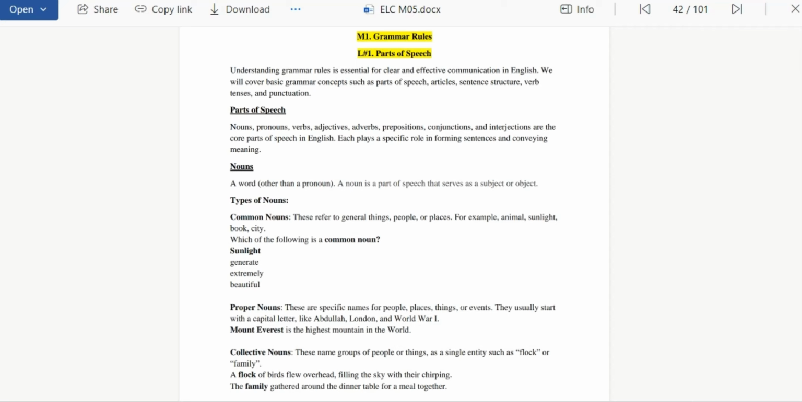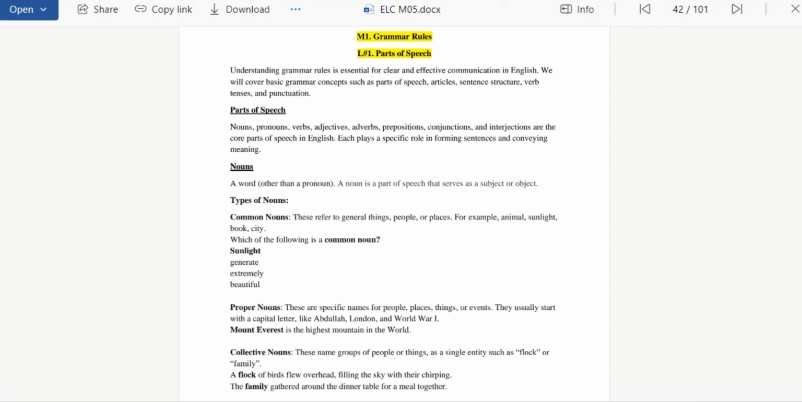If I ask you, which of the following is a common noun? Here are four options available. Sunlight. Sunlight is a common noun. Generate is a verb. Extremely is an adverb. And beautiful is an adjective. Next we will learn about it in detail, but for now, sunlight is a common noun.